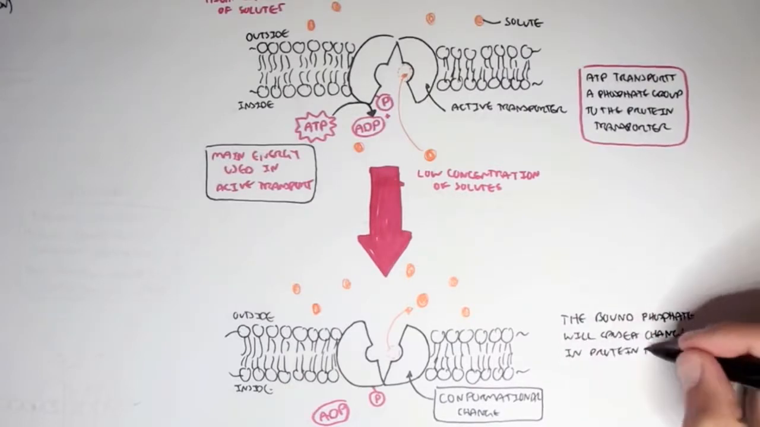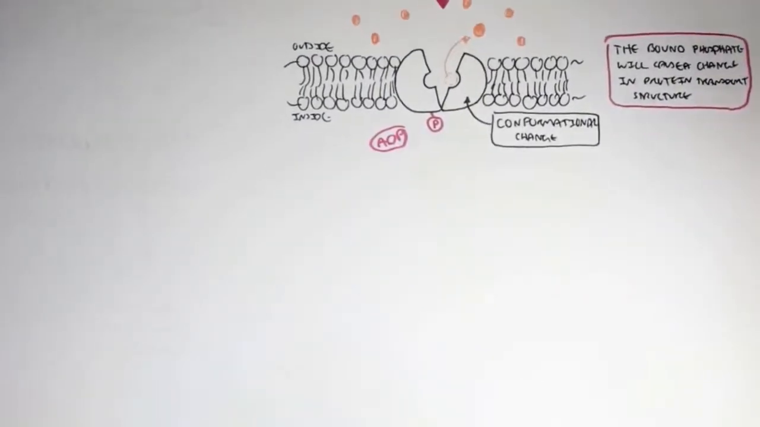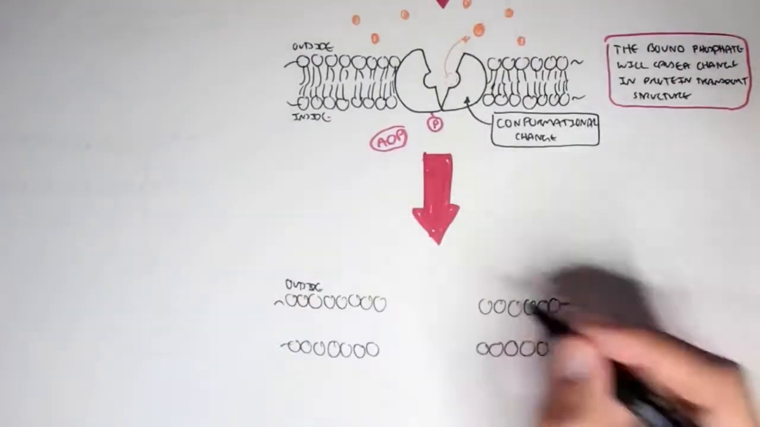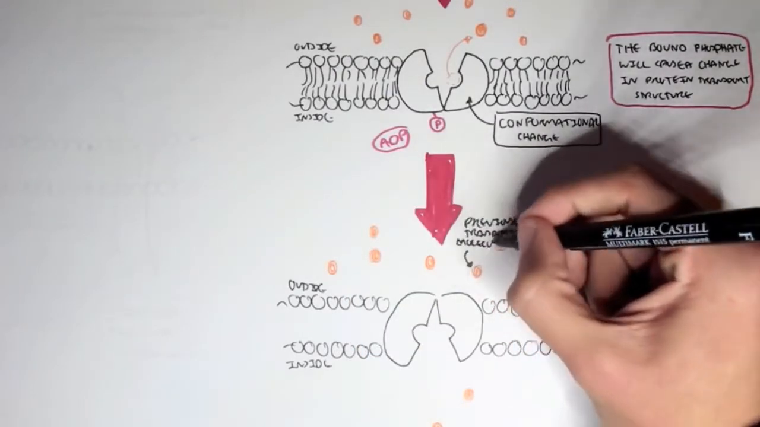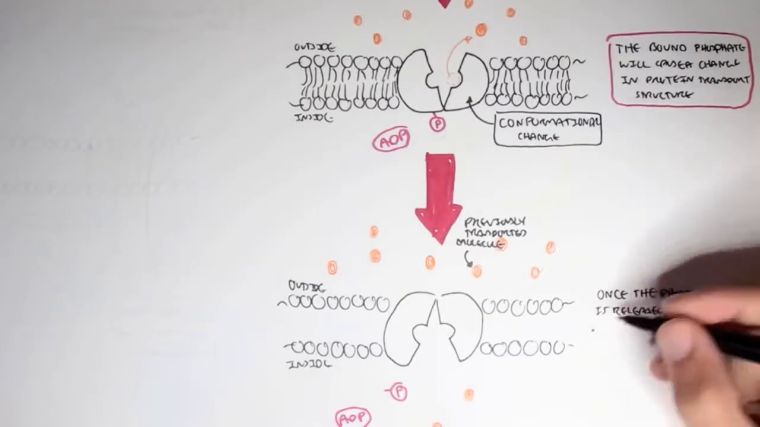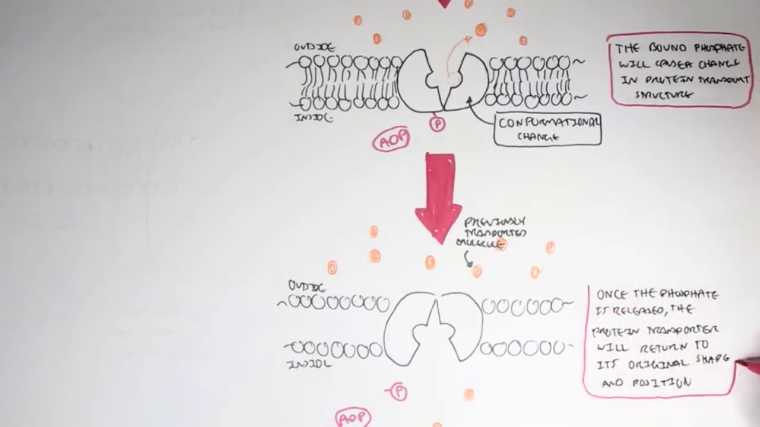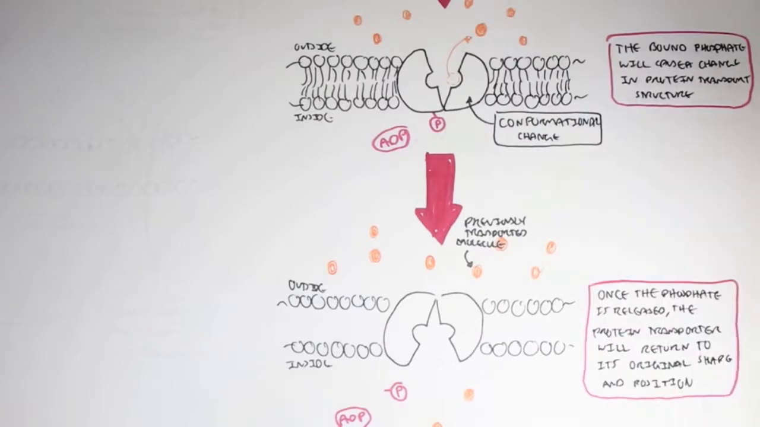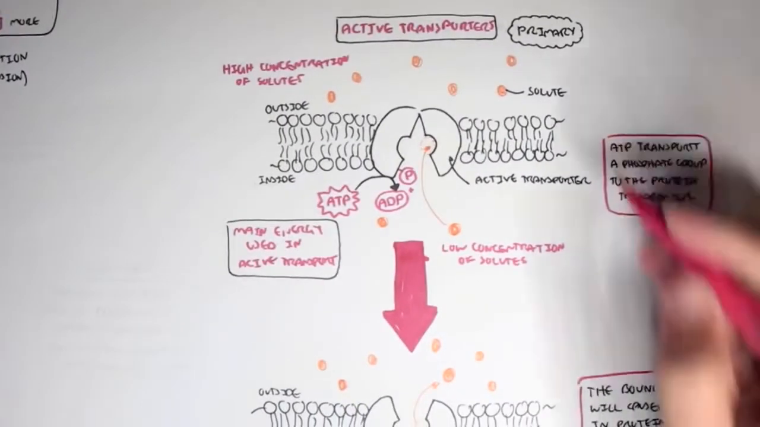So here, the bound phosphate will cause a change in the protein transporter's structure. Now this bound phosphate group will then be released, causing the active protein transporter to flip back to its original shape. Once the phosphate is released, the protein transporter will return to its original shape and position. And so this process can occur again with ATP. ATP comes along and another solute can move up against its concentration gradient. Hope that made sense. That was an example of a primary active transporter.